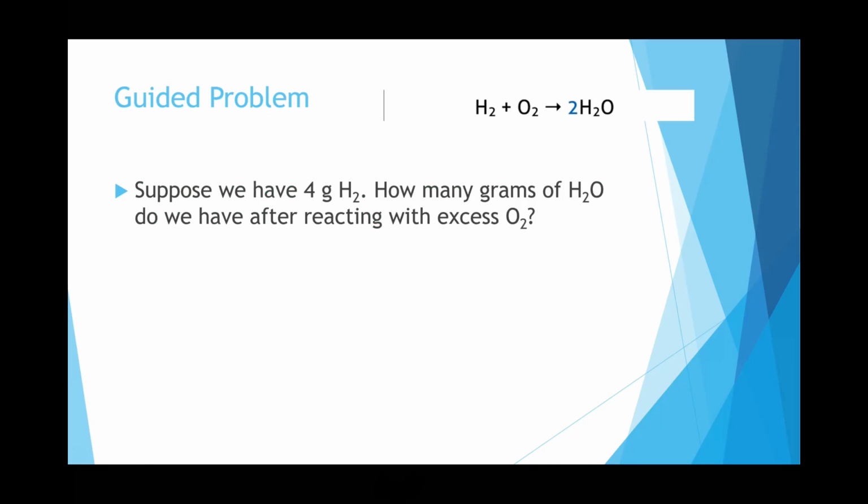I think all we have time for today is one guided problem, maybe one more problem, but I'm not sure. So let's go through one of these long problems that take some time. So suppose we have in this reaction, hydrogen gas plus oxygen gas equals water. This actually occurs pretty rapidly. It's spontaneous, so that means it occurs without input of energy.